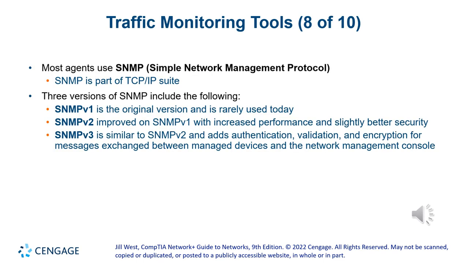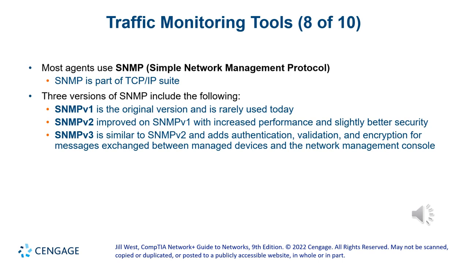So SNMP has gone through a few revisions. SNMP v1 was the original version and is rarely used. SNMP v2 increased performance and has more security. SNMP v2 has what's called a community, which is a password that you have, one for read and one for write. So if you have only read access, then you can have only the read community string. But if you need to write on it, then you have the other community string, which is like another password.